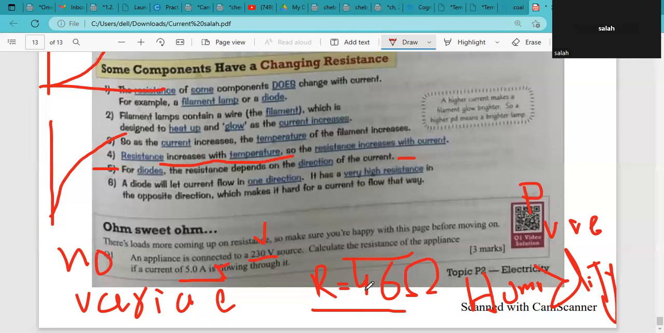So have you got this answer? Yeah. So what is this? 230 over 5. That's the ohm. Ohm is the unit of resistance. Okay.